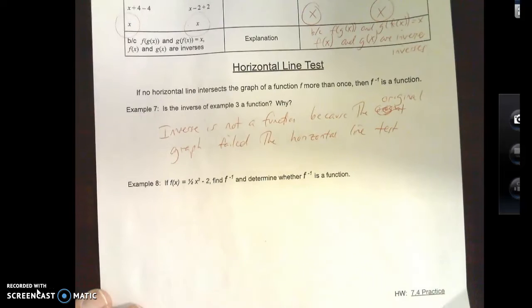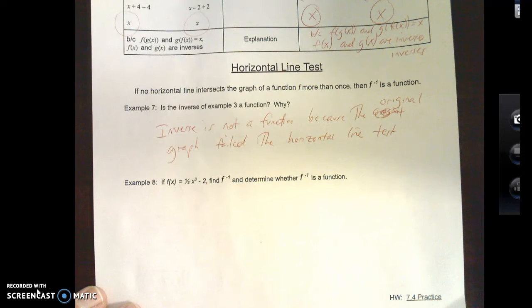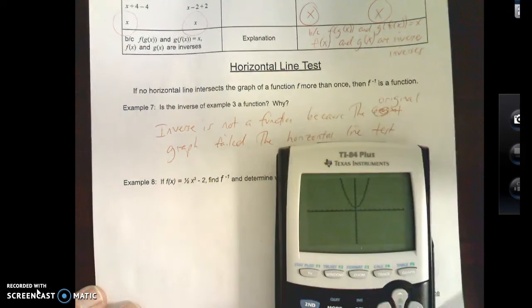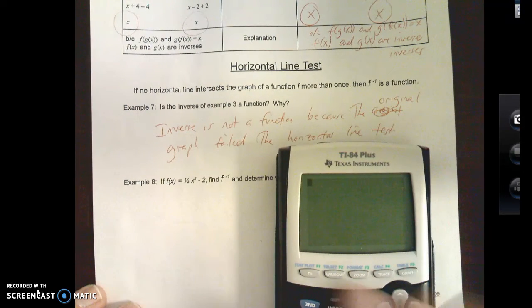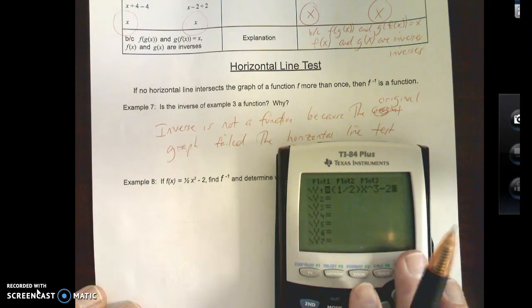Awesome. Okay, so then finally, example 8 down here. If f of x equals 1/2 x cubed minus 2, find the inverse and determine whether the inverse is a function. Well, what we're going to do first is, since I already have my graphing calculator right here, I'm going to put this in. I'm going to hit y equals. I'm going to do 1/2 x cubed minus 2. I'm going to hit graph.